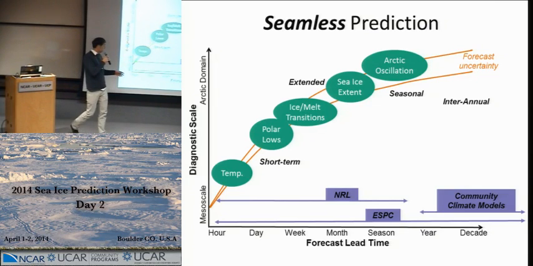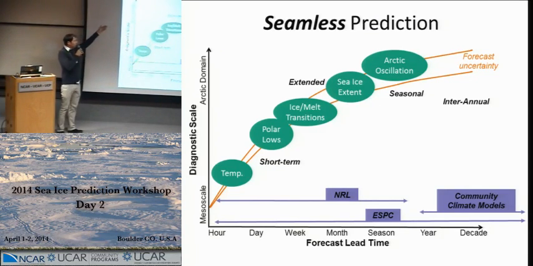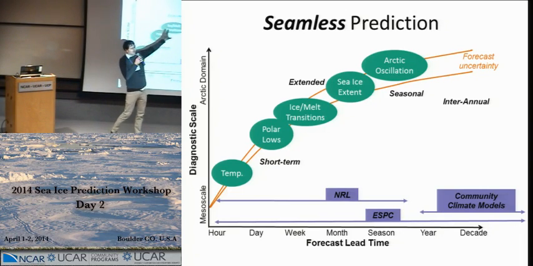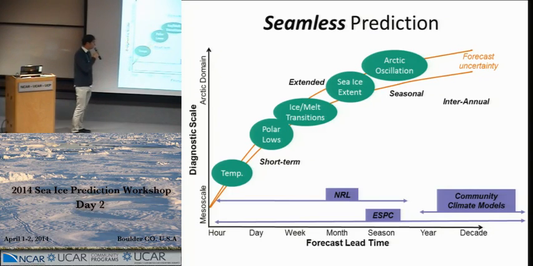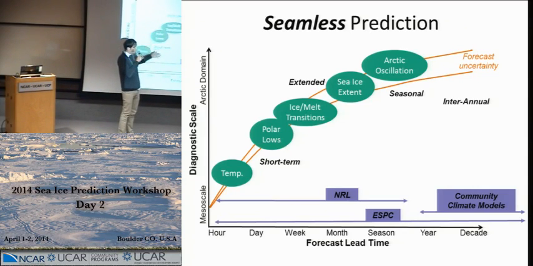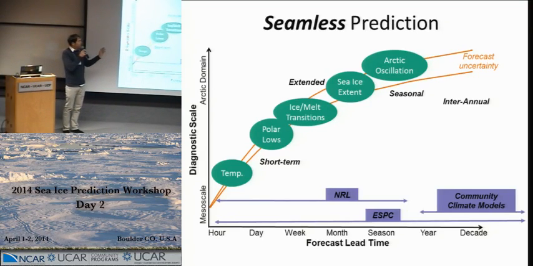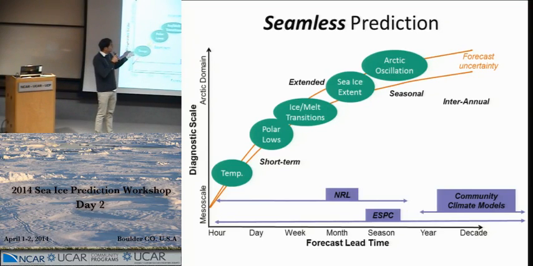And here's a graph that represents forecast lead time and basically the diagnostic scales that we're interested in, and the forecasts that we may be diagnosing. So at day lead time, we get your typical operational meteorology, temperature, precipitation, and so on. For a week, we get more of the polar lows, and then moving on and on, we get ice melt transition, sea ice extent, and then potentially Arctic oscillations.